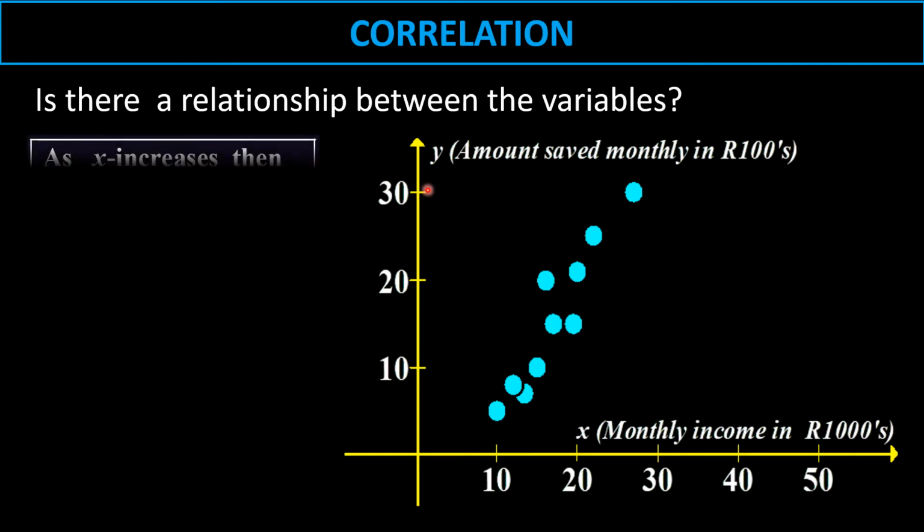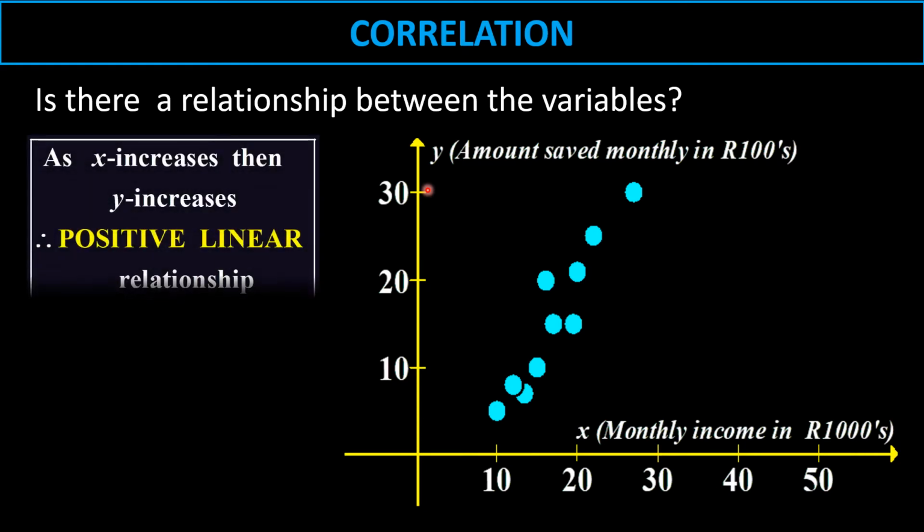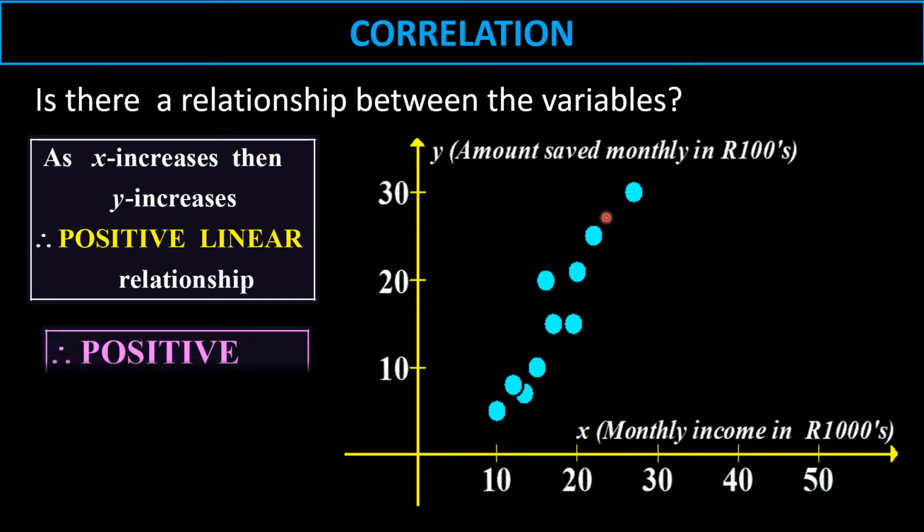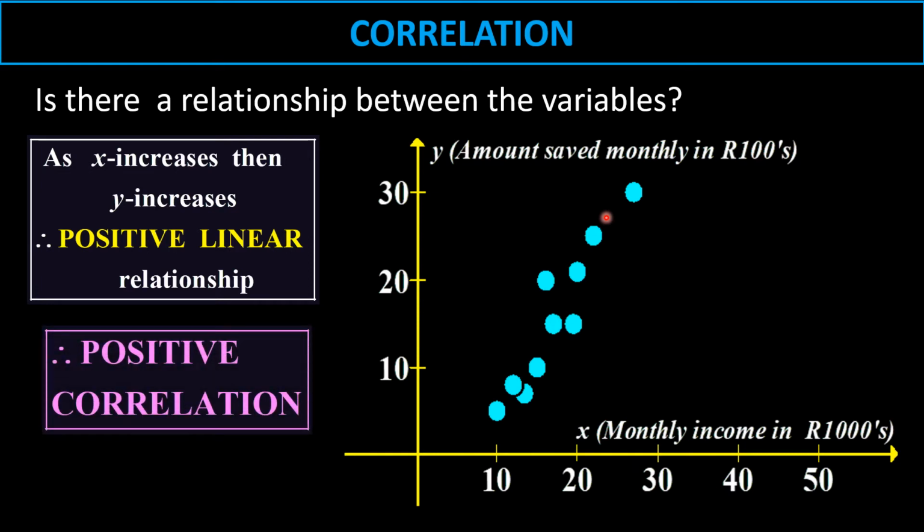So in this particular relationship, as the X increases and the Y increases, we refer to this as positive. There is a relationship, and that is a positive relationship. We refer to this as a positive correlation. Remember, instead of saying relationship, you can also say correlation.